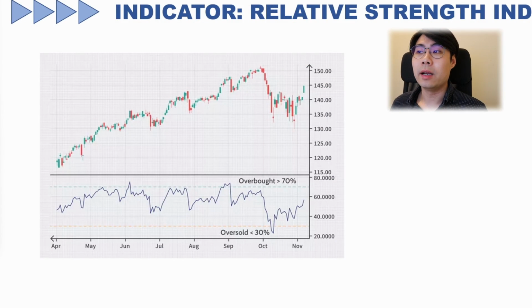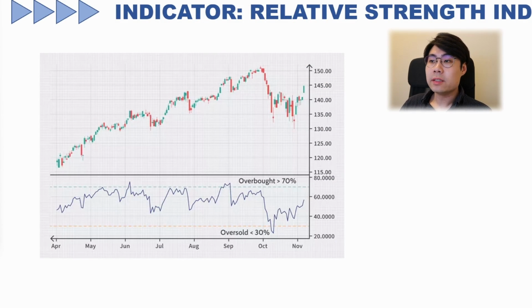First of all, what does RSI tell us? It tells us whether a stock is overbought or oversold. As you can see, at the top of the graph we have the price movements in candlestick charts, and on the bottom, this is the RSI. The RSI fluctuates between 0 and 100. In a general sense, if the RSI is above 70, it is considered overbought, and if it's below 30, it is considered oversold. So pretty simple to understand, right?